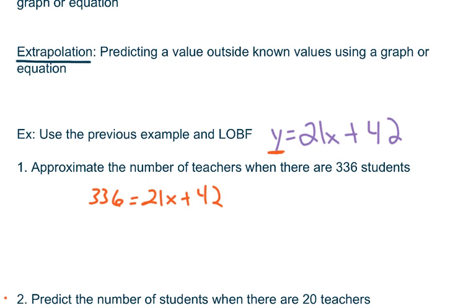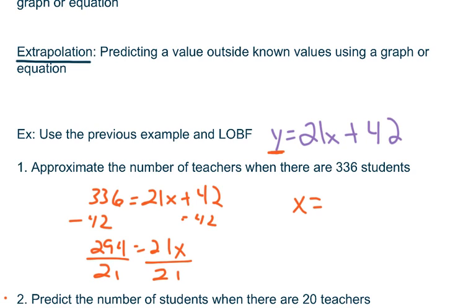And now it's a basic chapter 1 type of problem where it's really a two-step equation. You just need to subtract 42. 336 minus 42 is 294 equals 21x. And then divide by 21. And we find that x is equal to 14. That's 14 teachers. Okay? That's the approximation. If we knew the school had 336 students, we could say there are approximately 14 teachers within that school.